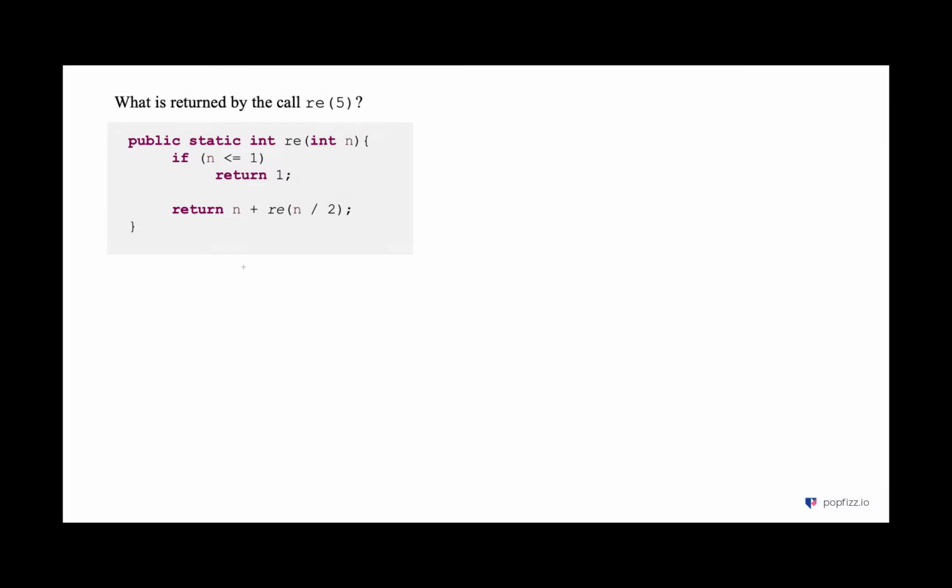Next question. What is returned by the call re5? This one has a base case where if n is less than or equal to 1, it will return 1. Else, it'll return n plus re, passing n divided by 2. So I'll give you a minute to think about it.